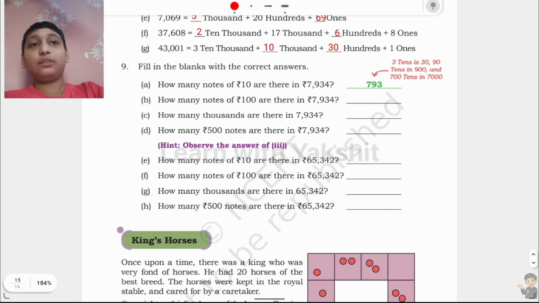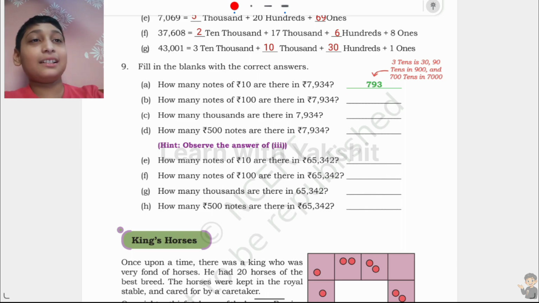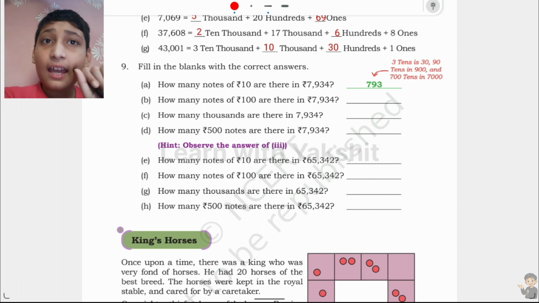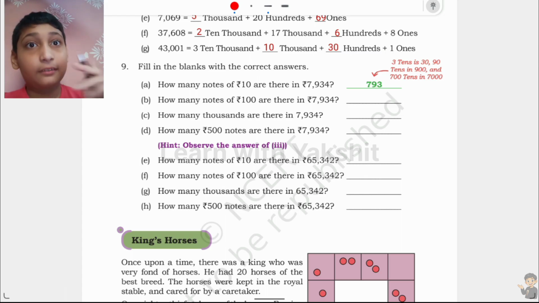See. And wait, are we getting to the end of the chapter? Yay! Finally, this entire journey is about to end. 9. Fill in the blanks with the correct answers. Now, in this, I have made a short about this. It's an example of class 4. The link is in the description.